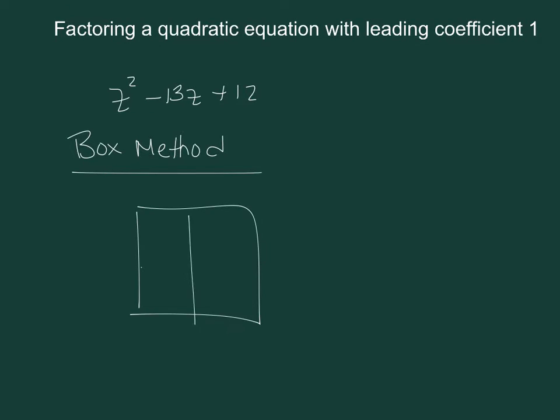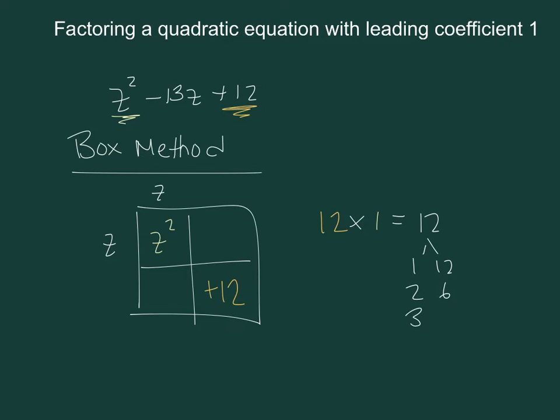So we get our box together. We know that the last term goes here, the first term goes here. We know because this is a coefficient of 1 that we can put z and z on the outside. And what we're going to do now is say, okay, so this is 12 times 1 equals 12. We break this down into 1 and 12, 2 and 6, 3 and 4.